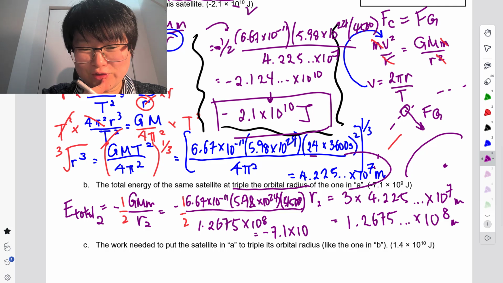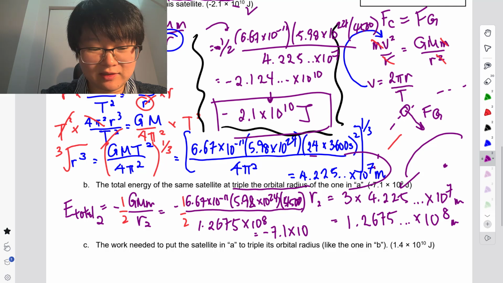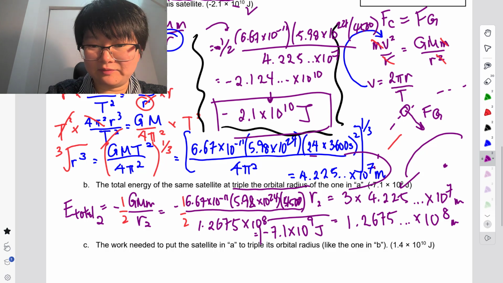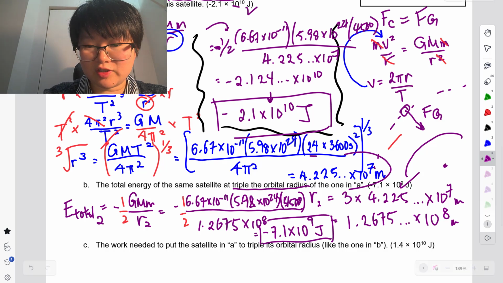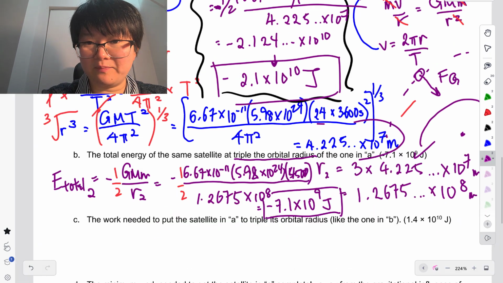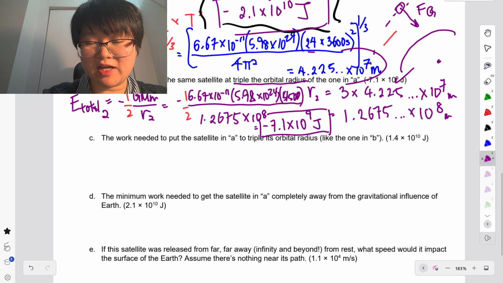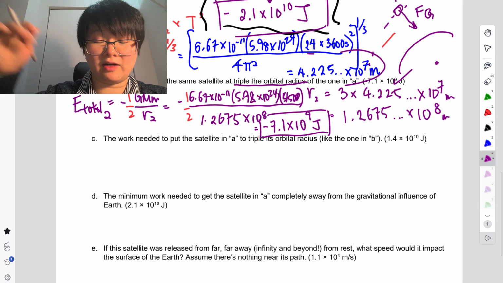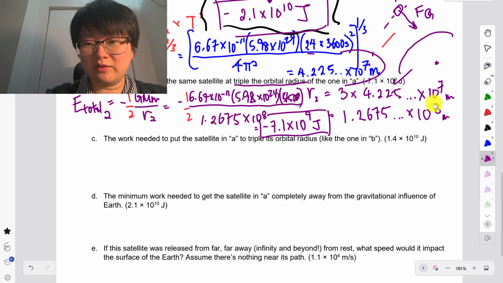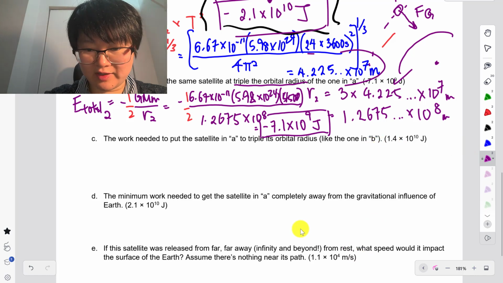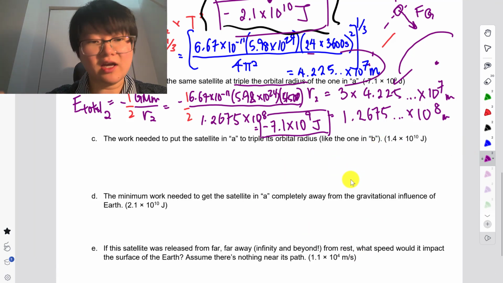So after putting in the 1/2, we do get this one in the answer key, negative 7.1 times 10 to the power of, and on my calculator it says 9. And notice it is still negative, which makes sense because, of course, this is another video, but potential energy is supposed to be, we count that as negative at infinity. So anything below that will have a negative value. Actually, this appears later on, so let me save that for then. Okay, so finally, we got the total energy of the same satellite at triple the orbital radius.